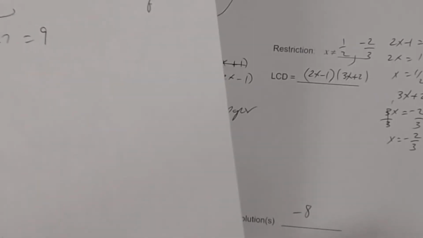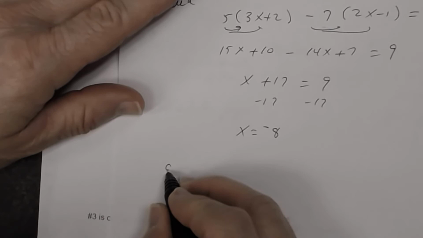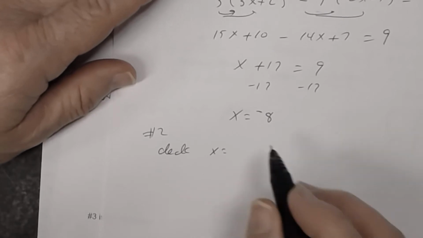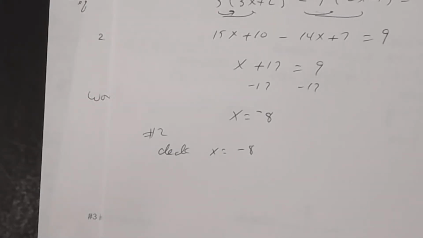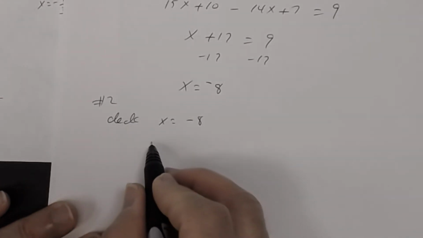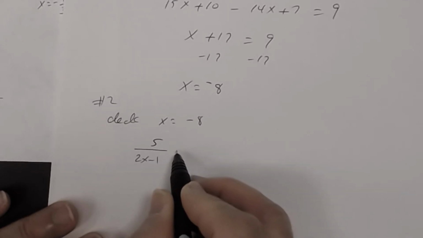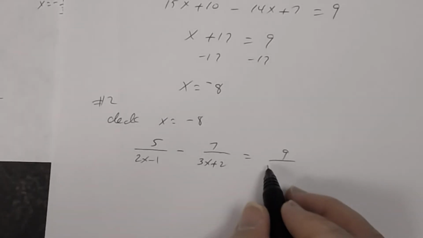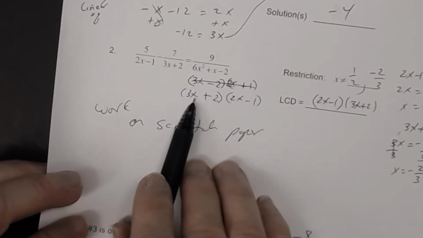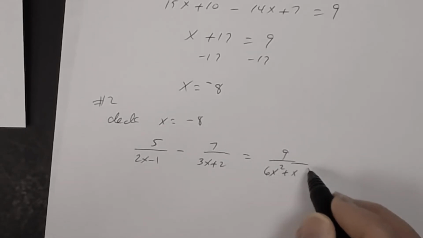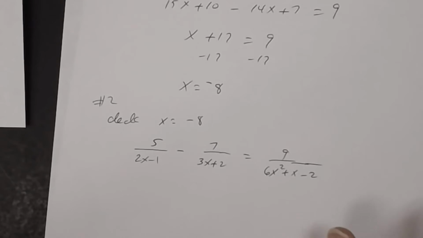Now let's check it. So there's going to be the check for number 2. Okay, number 2 check. So we're saying x equal negative 8, right? Okay, negative 8. So I go back to the original. You must always go back to the original. So I'm going to write the original over. 5 divided by 2x minus 1 minus 7 divided by 3x plus 2 equal 9 divided by, and now I'm going to use this because I could have messed up the factoring. So I always go back and use this. 6x squared plus x minus 2. All right, always go back to the original.